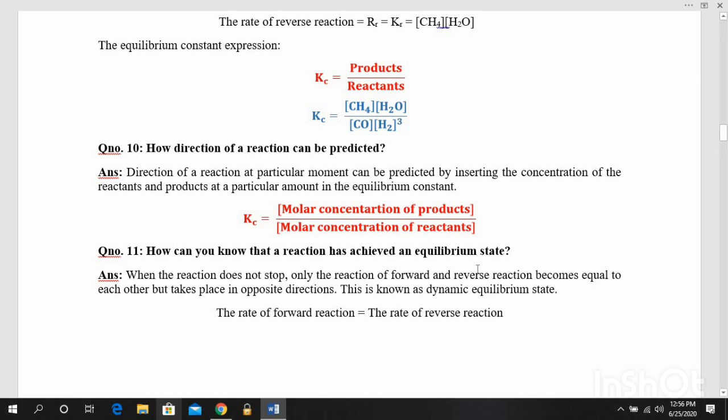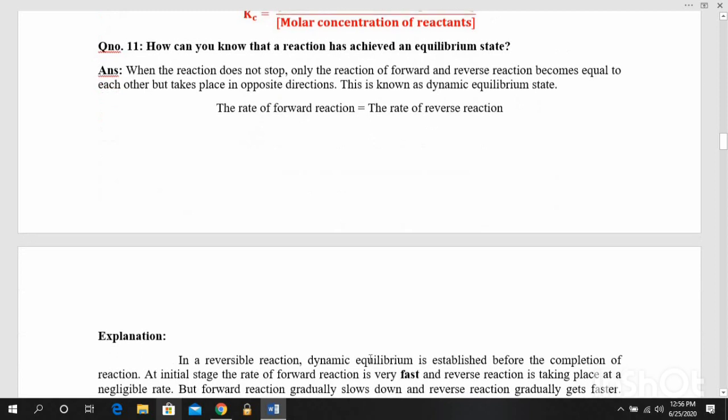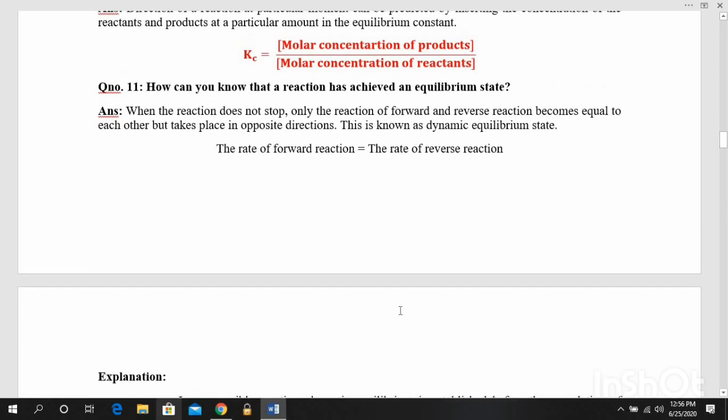Okay, question number 11. How can you know that a reaction has achieved an equilibrium state? The reaction does not stop; only the rates of forward and reverse reactions become equal to each other, but take place in opposite directions. This is known as dynamic equilibrium. It means that the rate of forward reaction is equal to the rate of reverse reaction, right? So this is the basic explanation of dynamic equilibrium.